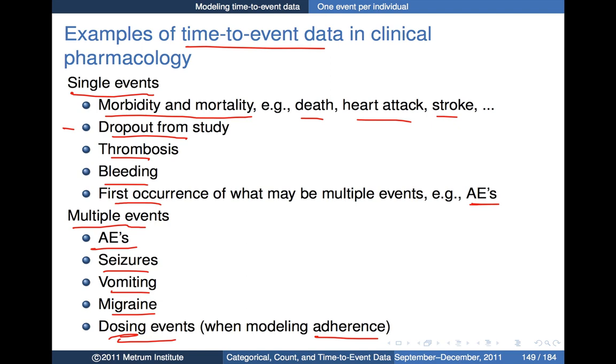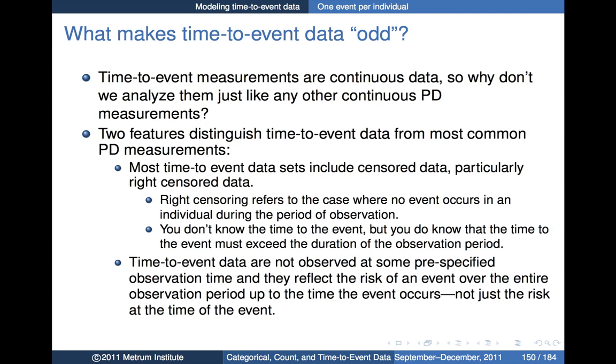So now one question that comes up is the one posed here, which is what makes time to event data odd in some sense, or maybe what I should say, what makes it different from the kinds of continuous data that we may be used to modeling, whether it be a plasma concentration or some sort of an efficacy measurement that you measure at a particular time.